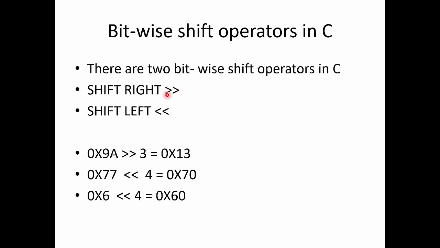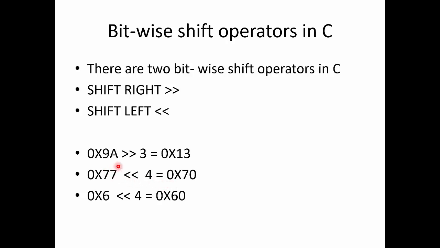Bitwise shift operators in C: there are two. One is shift right and another one is shift left. The arrow mark indicates shift right, and the other arrow mark indicates shift left.